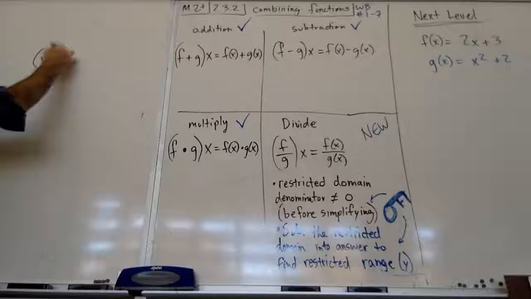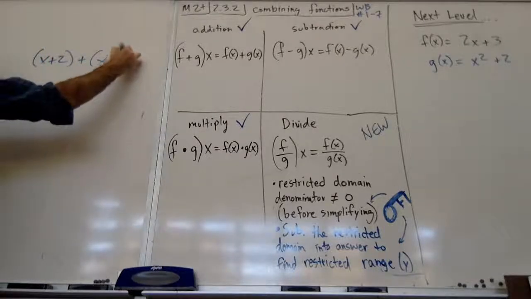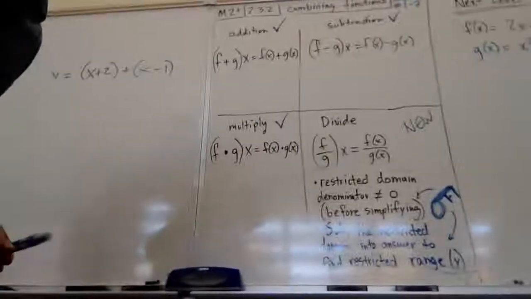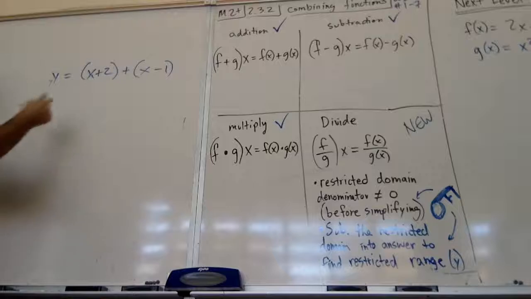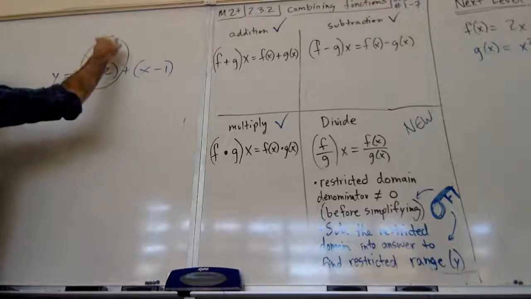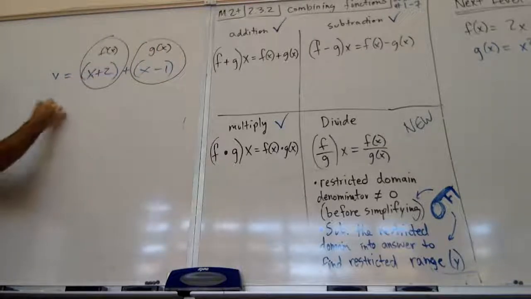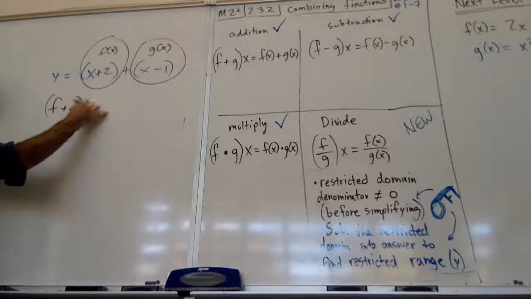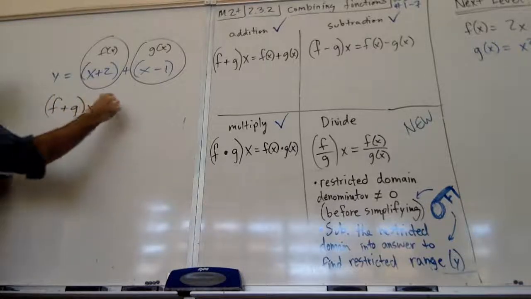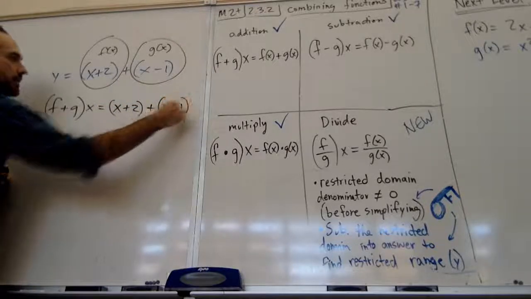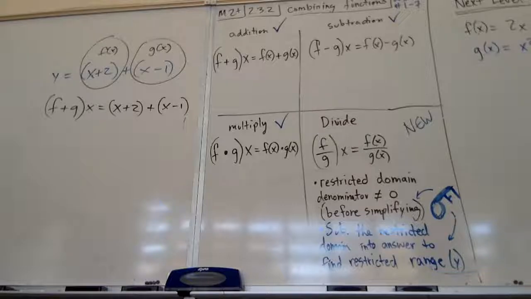We had x plus 2 plus x minus 1. Do you remember when we had this kind of problem early on? It was like y is equal to, right? Okay. So if this function over here we called f of x, and we called this g of x, essentially, for addition, what we see here is f plus g of x. And that's exactly what I have here. I'd write that as f of x plus g of x. That's all this function notation is saying.